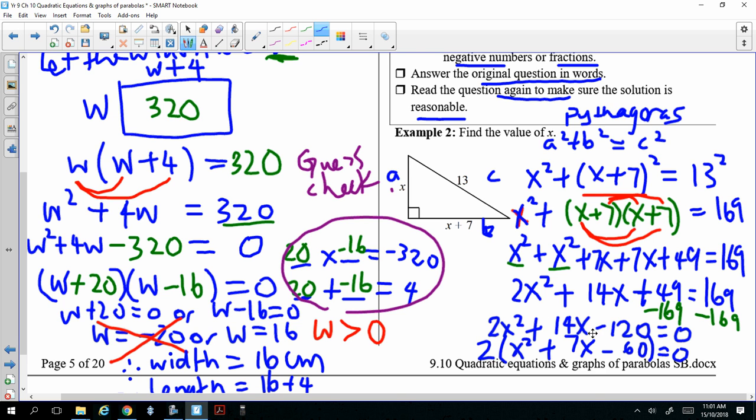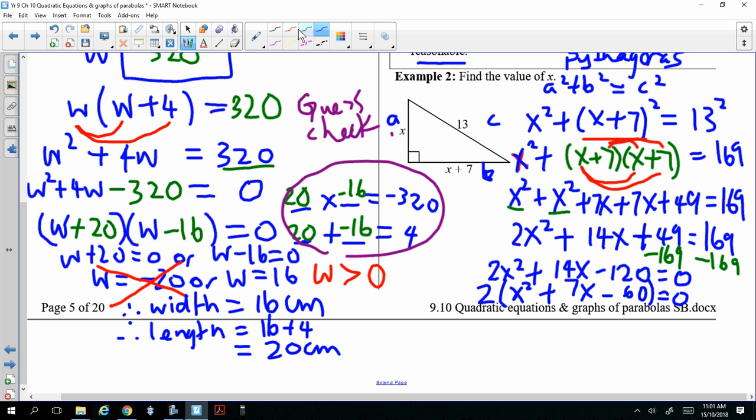So multiply to get negative 60, add to get 7. 5 and minus 12. No, you're close, but they don't add up to 7. Try something else. That's correct. Negative 5 and 12. So we get 2(x minus 5)(x plus 12) equals to 0. Oops, sorry. I only wrote 2. Okay, let me rub this off. So write x plus 12.